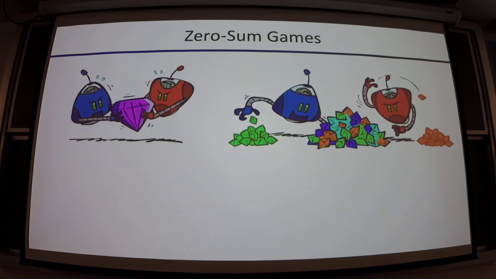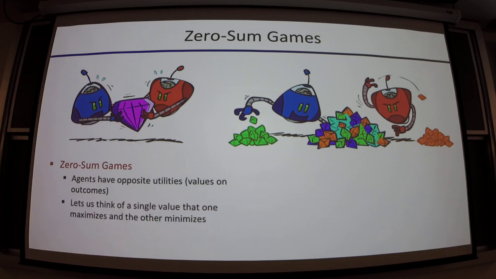All right, so this concept of zero-sum games. Basically, the idea is that agents in these games have opposite utilities. So there's some single value, some single resource that everybody's trying to get, and you want it. And if you take it, they can't have it, right? So there's some single value where you're maximizing this value, and they're minimizing this value, something like this, right? It's adversarial, pure competition.